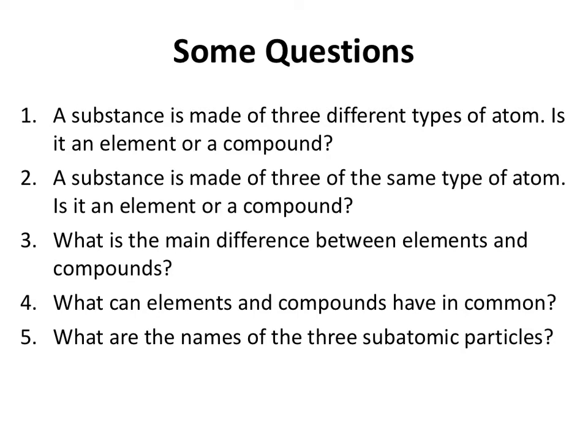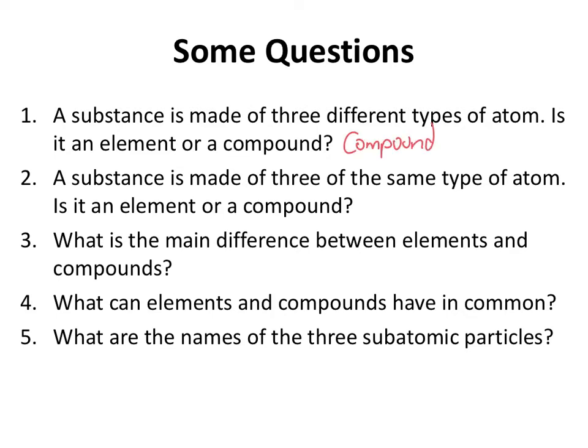Okay, so a substance is made of three different types of atom. Is it an element or a compound? Well, this is where we need to make sure that we understand our definitions. Our definition of an element is a substance made of only one type of atom. So if this is made of three types of atom, it cannot be an element, it must be a compound.